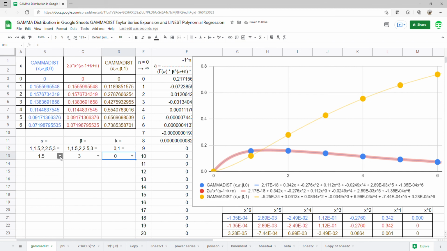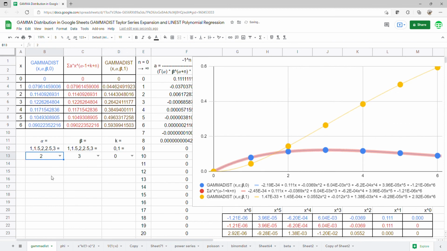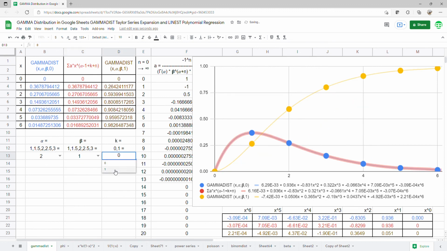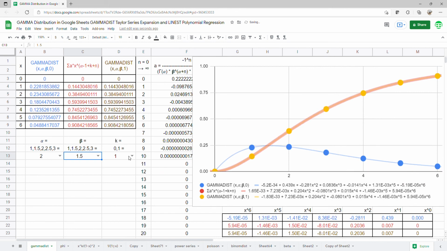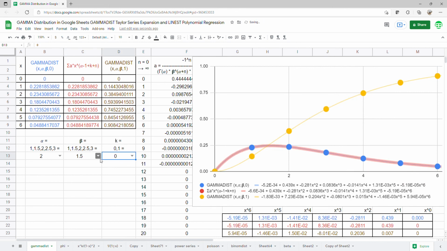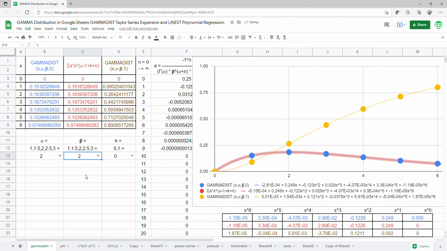We can do this the same. Change this to 2, starting from 1. Toggle this to 0 to 1. 1.5, toggle this to 0. 2, toggle this to 1.